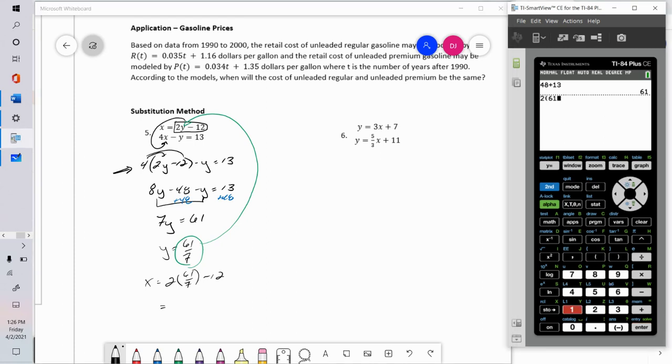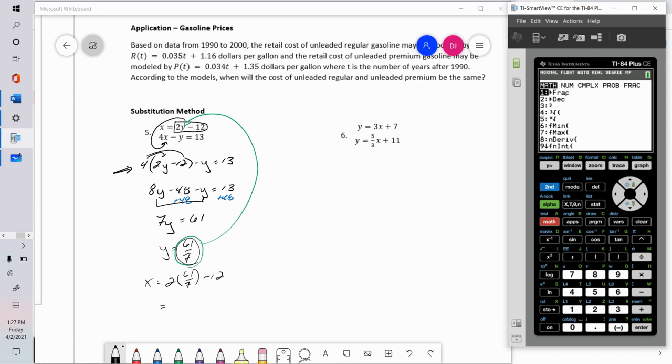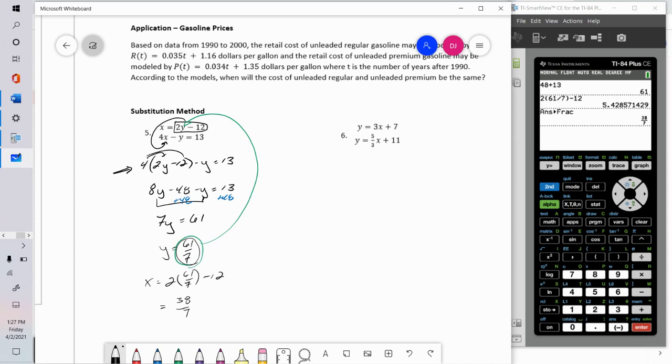2 times 61 over 7 minus 12, 5.428. Don't do that. I want it as a fraction, right? Why can't I have 61/7 as a fraction for y? Let's get x as a fraction. So notice, change to a fraction, and so that would be 38 sevenths. So 38 sevenths, 61 sevenths is the point of intersection. On the previous examples, I left them as decimals because that feature in the calculator where I did that won't change those back to fractions, but here I can.